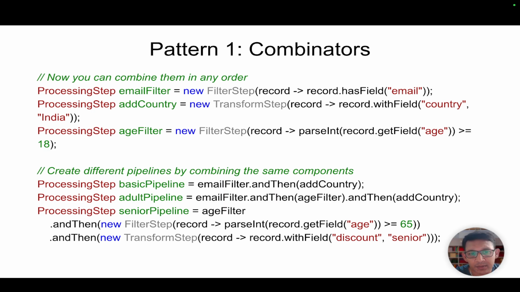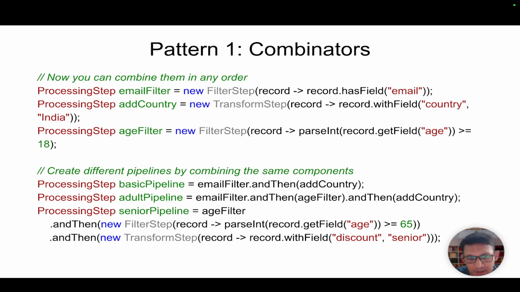Why does this work so well? The combinator pattern gives you three crucial properties. First, you get a uniform interface. Every processing step looks the same from the outside, regardless of its internal complexity. Second, you get referential transparency. You can replace any step with an equivalent step without affecting the rest of the pipeline. And third, you get infinite composability. Since the result of combining steps is still a step, you can keep combining indefinitely.